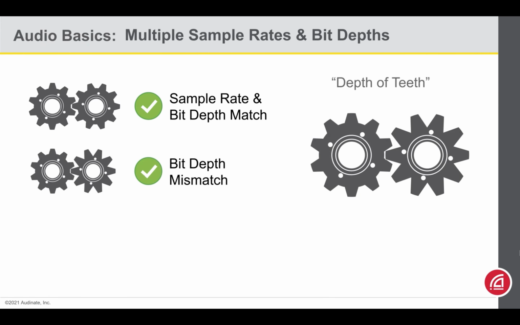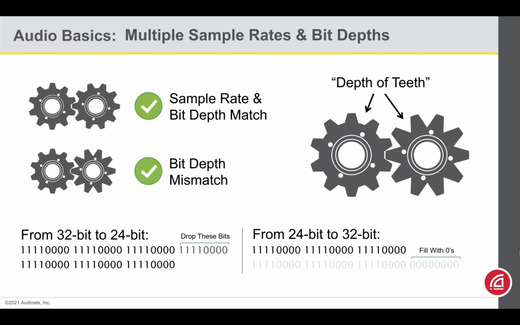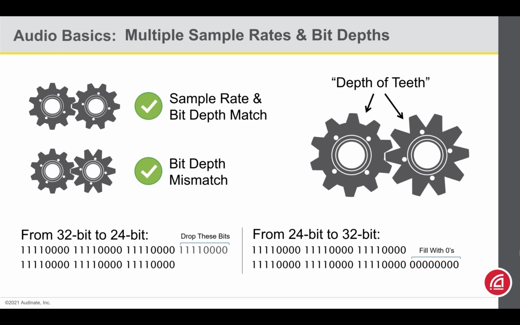A mismatch of bit depth can be visualized as a difference in the depth of the teeth. Gears may still work together like this. If we're going from a higher to a lower bit depth, we can simply drop off the least significant digits to achieve the desired size. If we're going the other way, from a lower to a higher bit depth, we can fill in the least significant digits with zeros and be on our way. This is a very simple thing for systems to manage, and it does allow for these devices to work together.